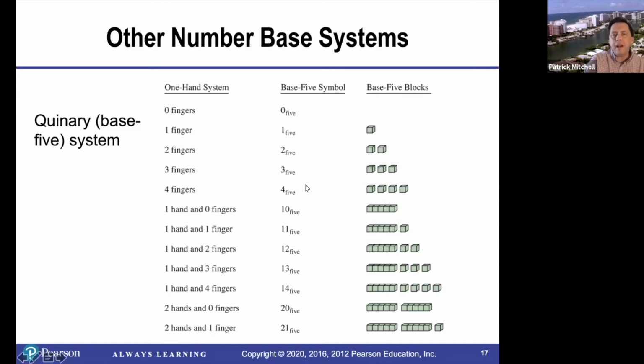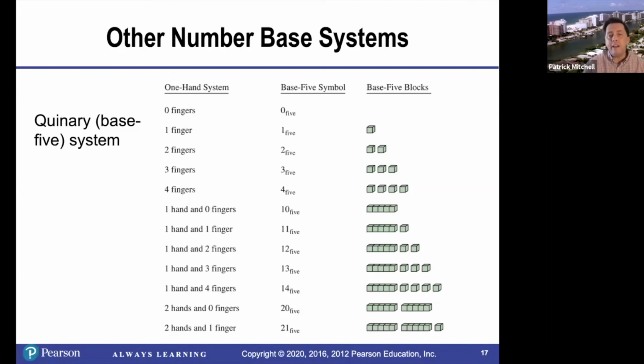And then when you get up to what we typically think of as 5, think of that as 1 hand and 0 fingers, and that number is written as 1, 0. All right, so with the units and longs system, think of this as 1 long and 0 units, but this time a long only has 5 units in it.